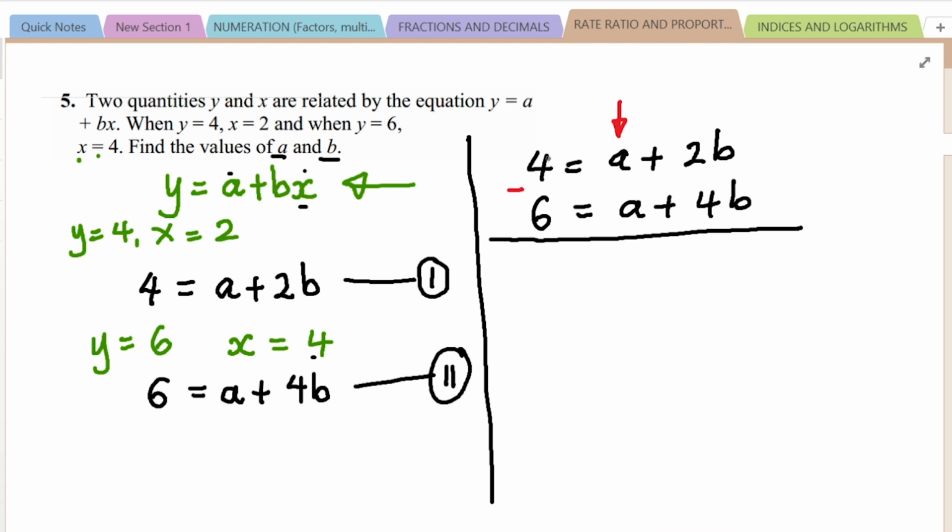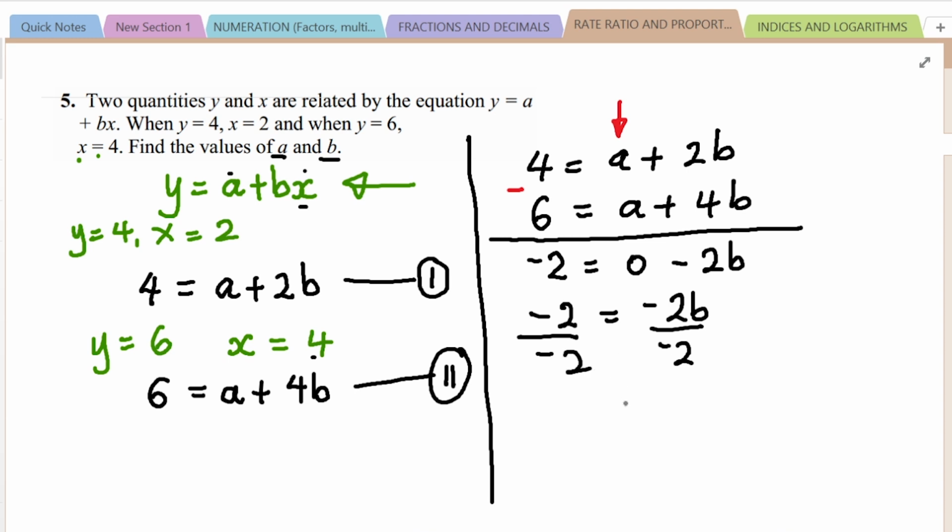When we subtract those two equations, 4 minus 6 is going to give us -2. It's going to be equal to a minus a, which is 0, then 2b minus 4b is minus 2b. From here, we can see that -2 is equal to -2b. Divide both sides by -2, and we shall end up with our value of b as 1, because the -2s cancel. So our value of b there is 1.